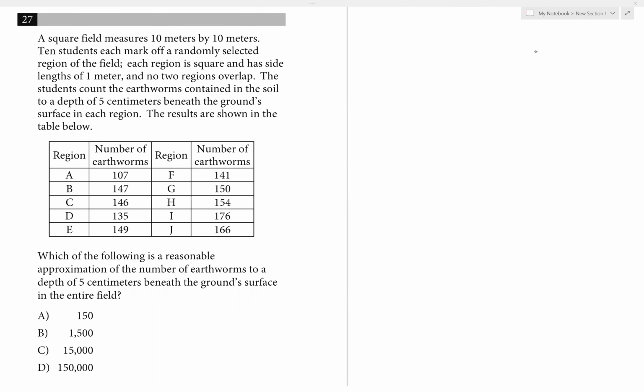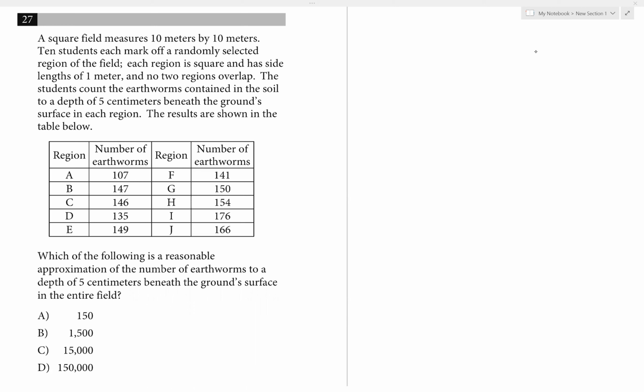Okay, we have a square field measured 10 meters by 10 meters. 10 students each mark off a randomly selected region of the field. Each region is square and has a side length of 1 meter, and no two regions overlap. The students count the earthworms in the soil to a depth of 5 centimeters beneath the ground surface in each region. The results are shown in the table below.